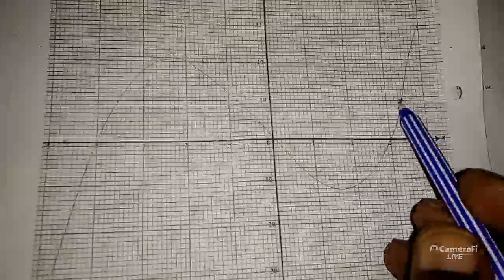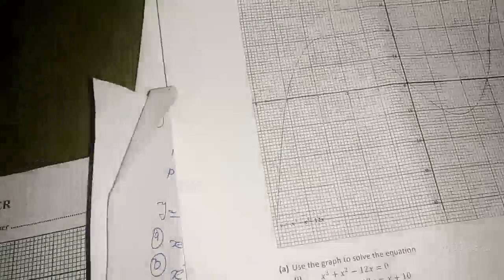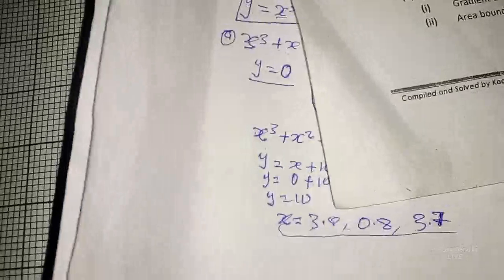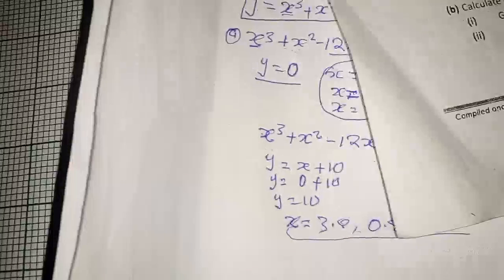Apart from that one, I'll come to this point now. If you see this point, they are in positive. So let me put this one 3.7. So these are the solutions. Sorry, I failed to put that. These are the points we are talking about.